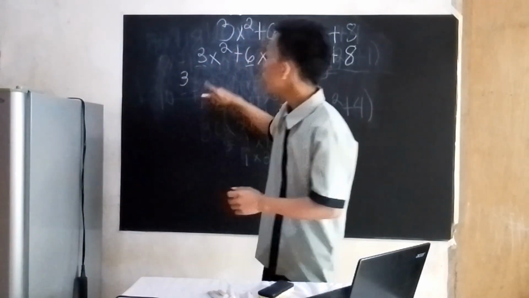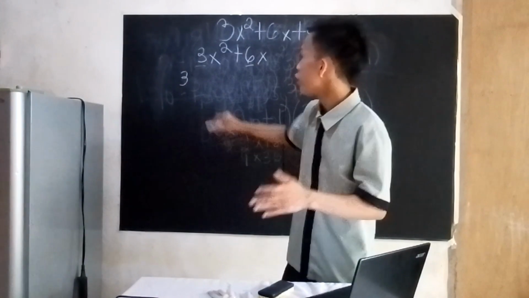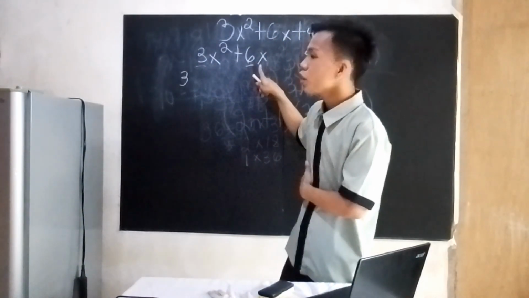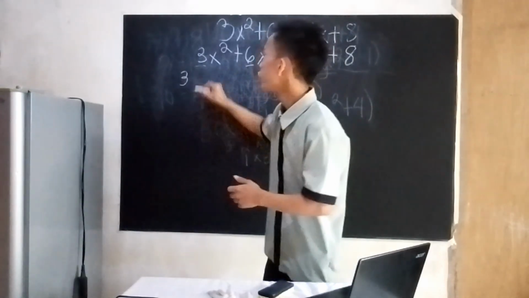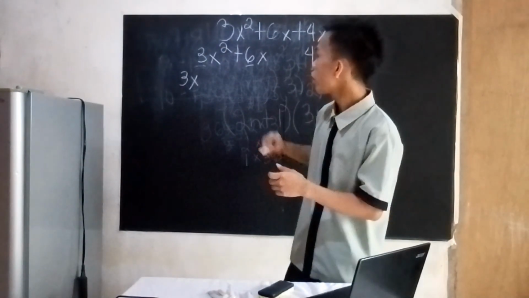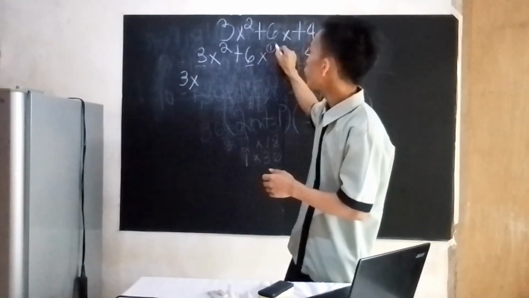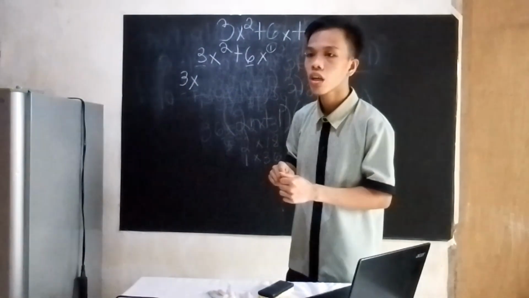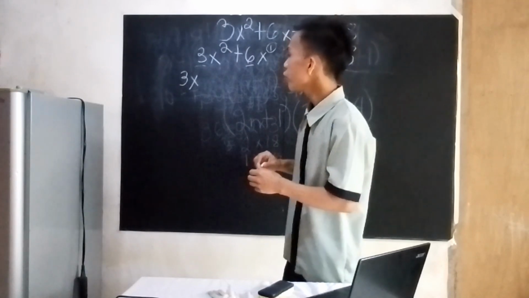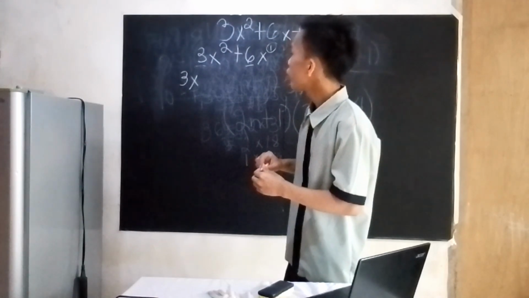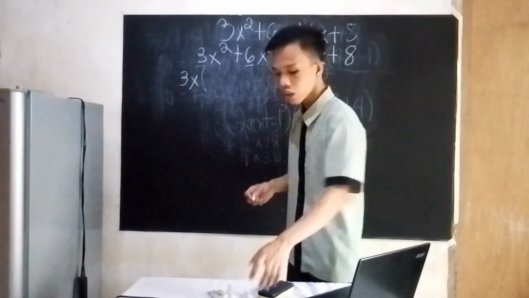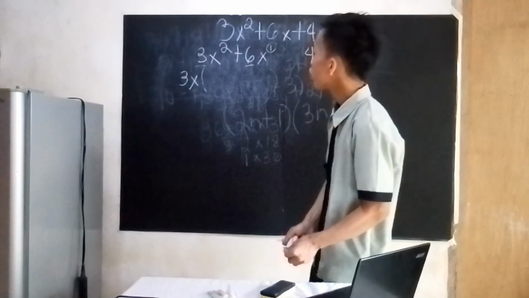Then next, shall we put x? Yes, because we have a variable in both terms. So what will be our exponent? What is our lowest exponent in here? That will be 1. So shall we put 1 in here? We cannot. So the next step is we are going to find the multiplier.